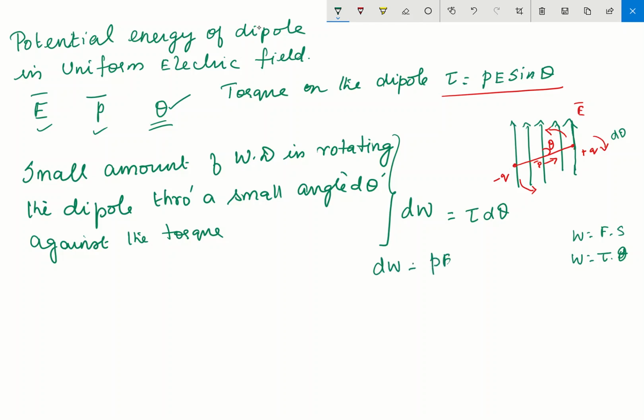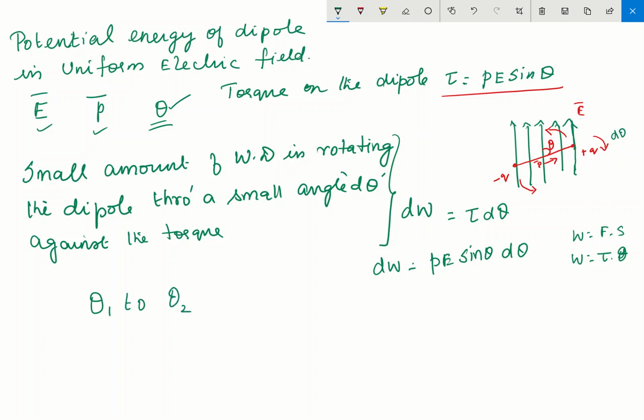What is tau? P E sine theta. So dW equals P E sine theta d theta. This is the very small amount of work that has to be done in order to rotate the dipole through an angle d theta against the torque, right? But now I want to move the dipole from an orientation theta 1 to theta 2.